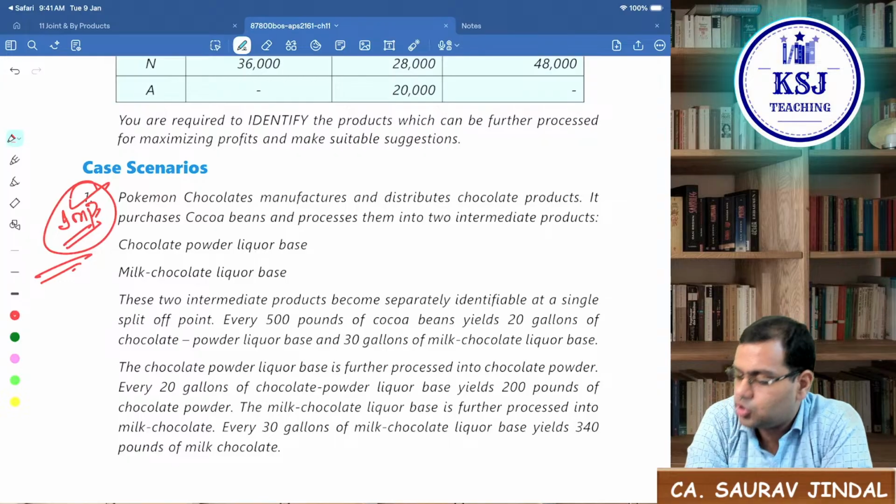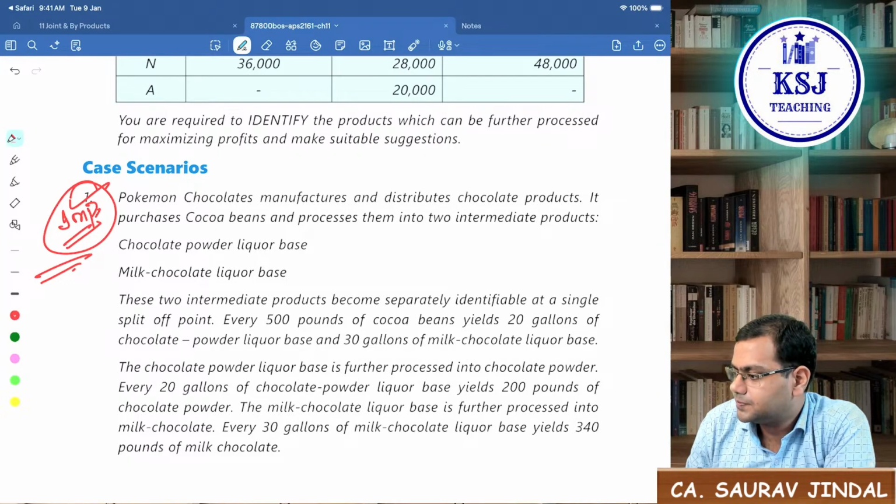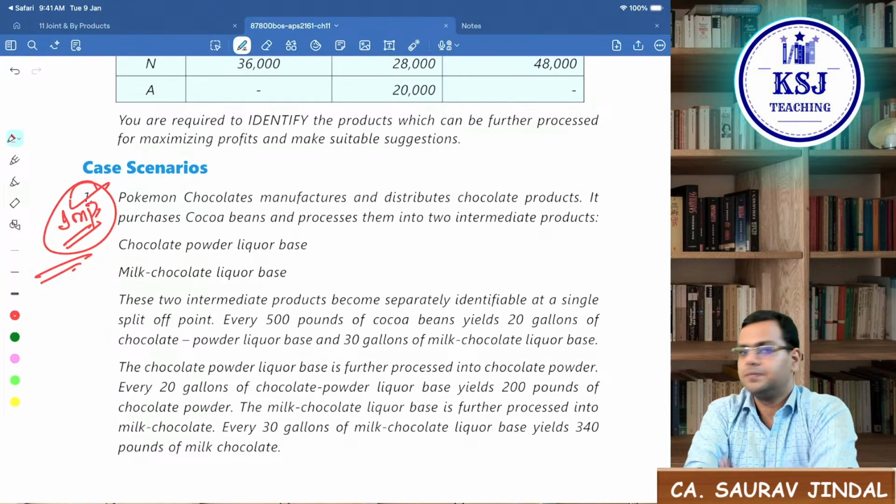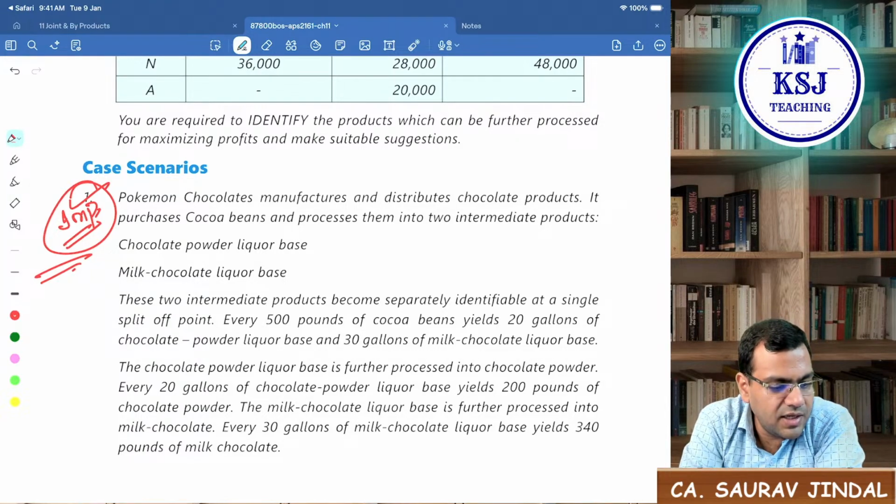Any doubts in joint and byproducts? Everyone clear with this joint and byproducts part? Please let me know once. So today we'll be doing this much only, joint and byproducts.